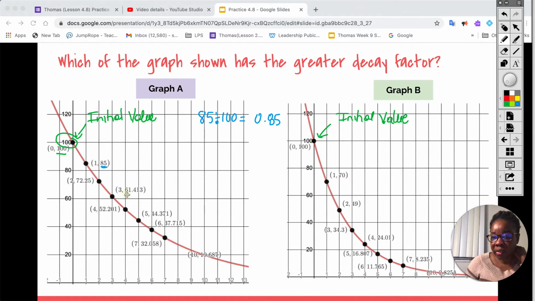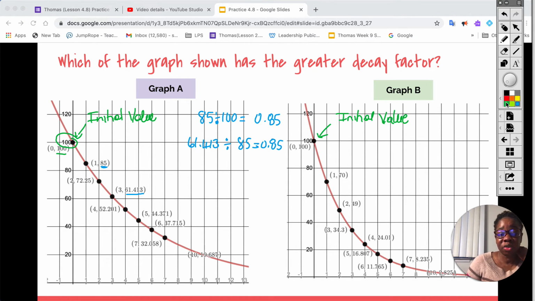We would take 61.413 and we would divide that by the one that came before, which is 85. That would also produce 0.85. We could do the same thing. That's how we would use it.